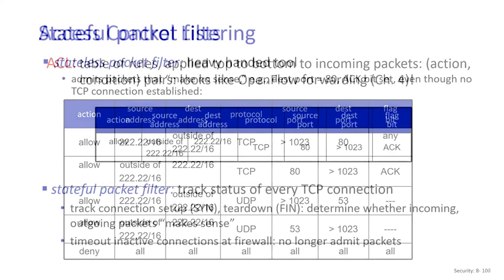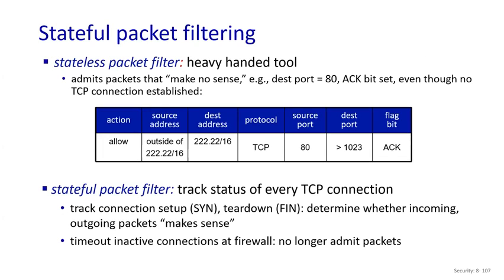Moving to the next one, stateful packet filtering is another type of firewall. How is it helpful? Here we have the stateless packet filter, which is a heavy-handed tool. It will admit all the packets coming from your source side to the destination side that have destination port number 80, with the acknowledgement bit set, and where the TCP connection has been established. So all these three points have to be taken care of before sending any packets through stateful packet filtering.